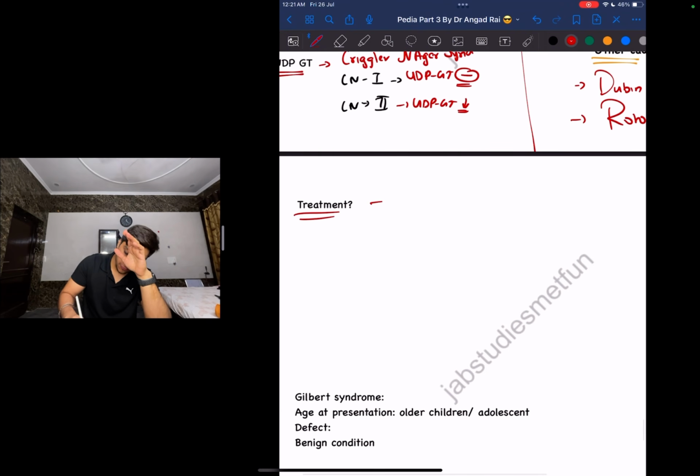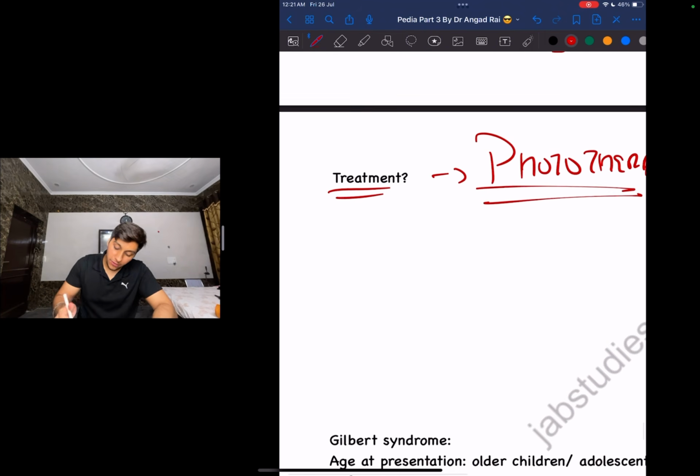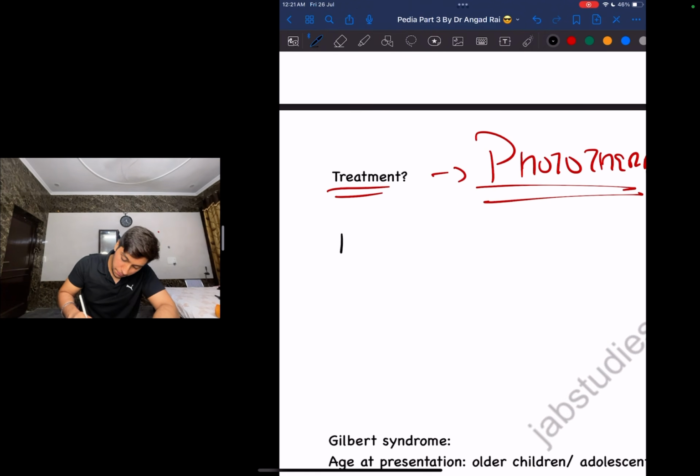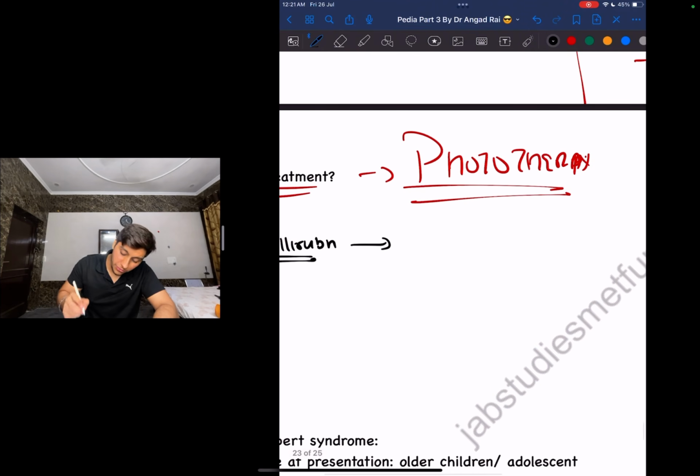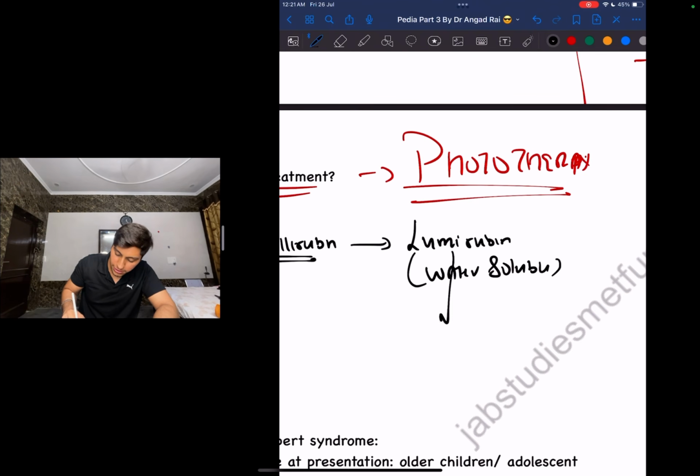Okay. What is the treatment, guys? It is phototherapy. What is there in phototherapy, guys? We are converting this bilirubin into something now, because this bilirubin which we're talking about is water insoluble, right? We're not able to excrete it. So bilirubin we're converting into something which is water soluble, that is by light. Remember, light, luminous, so it is lumirubin. Now, guys, this is water soluble, and then this is excreted.